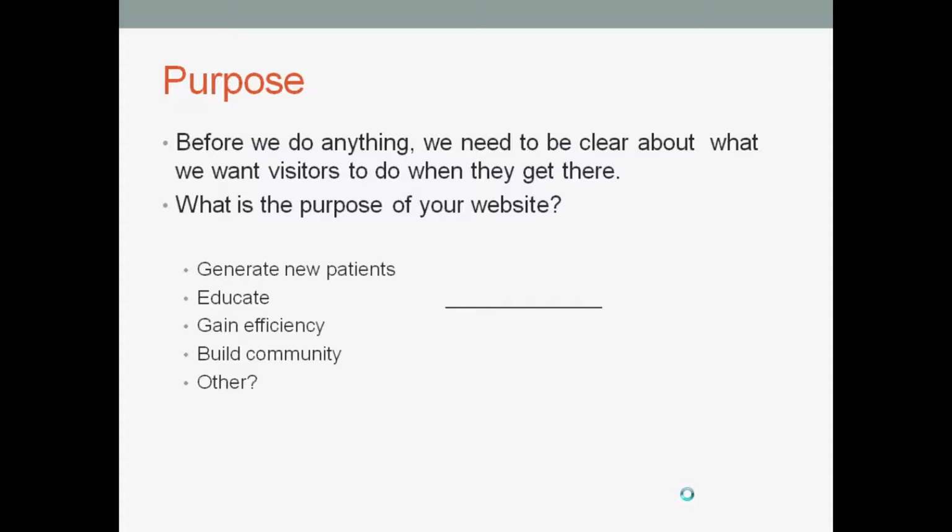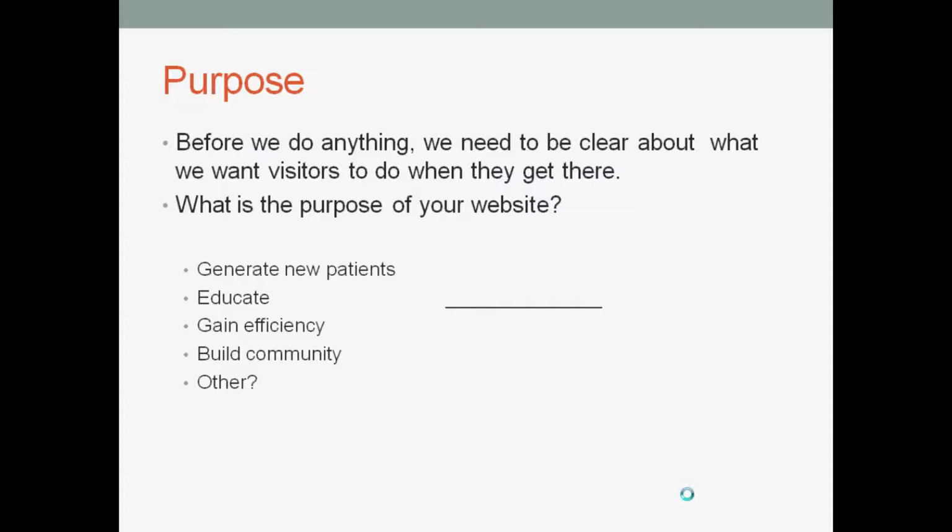There are usually multiple purposes for a website, but in the context of this talk and Web 1.0, what we need to do is start with the most important one. Just for purposes of example, let's say that it's generate new patients. So I'm going to write down generate new patients is our purpose. That doesn't mean that you can't go back and take a look at the others, but you need to focus, or else it becomes a big confusing mishmash of what we're trying to accomplish.